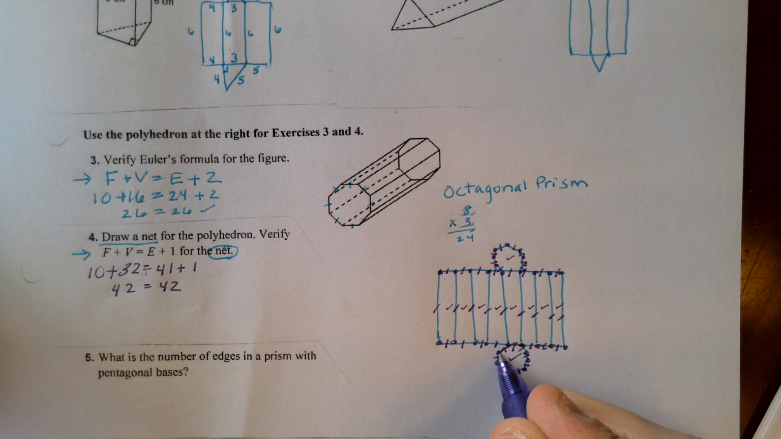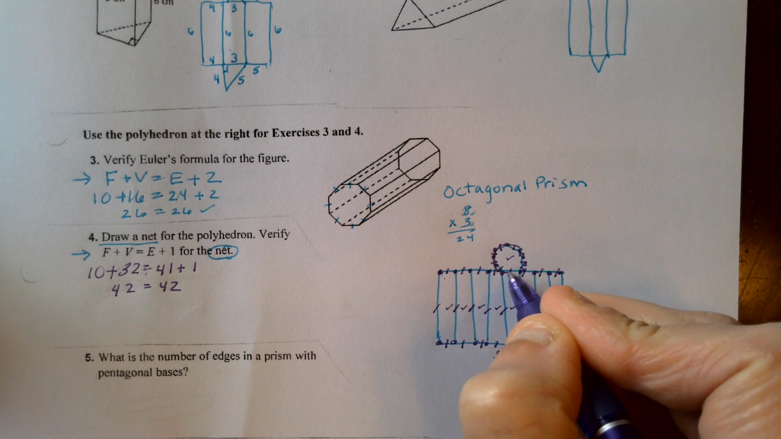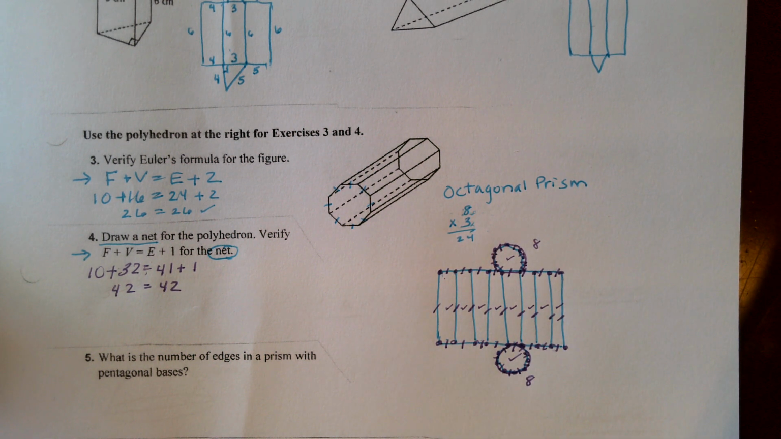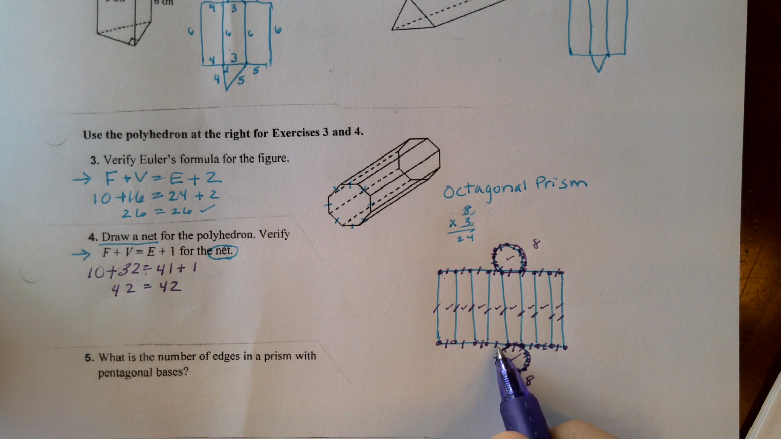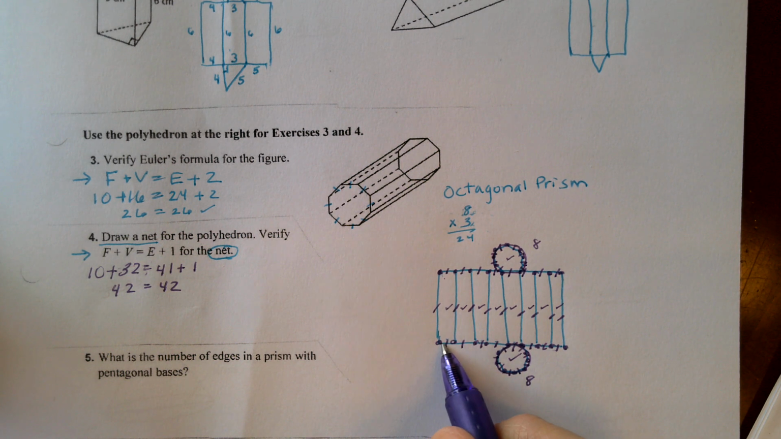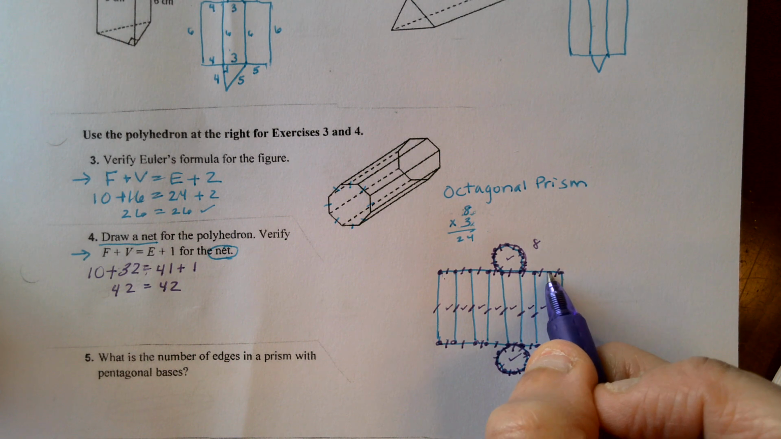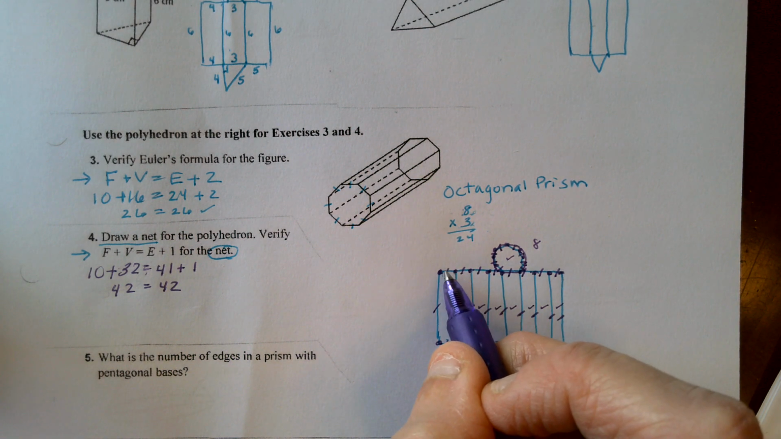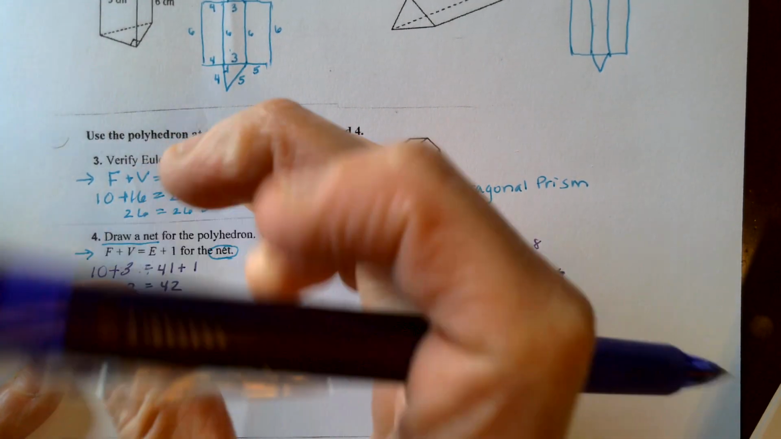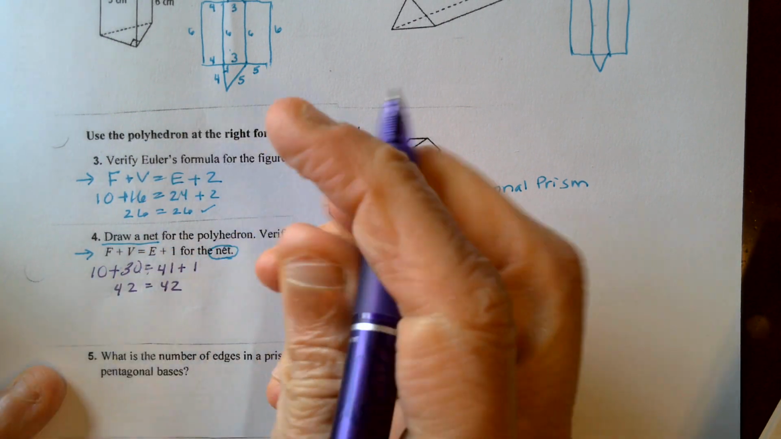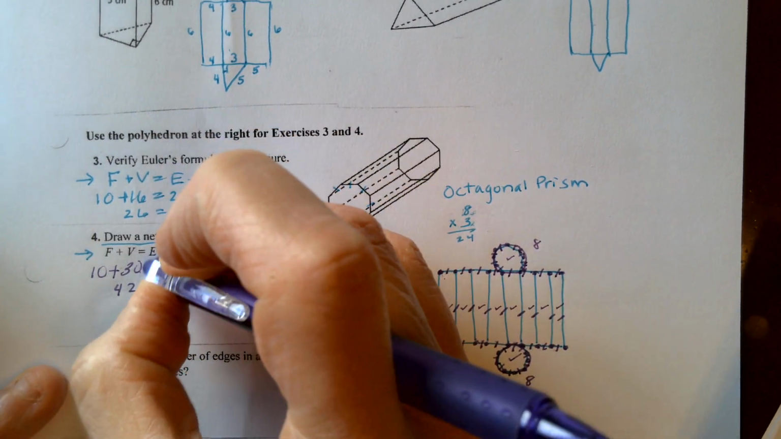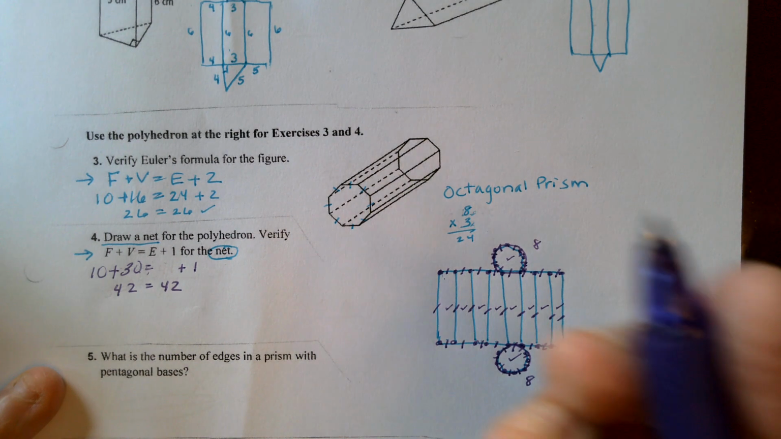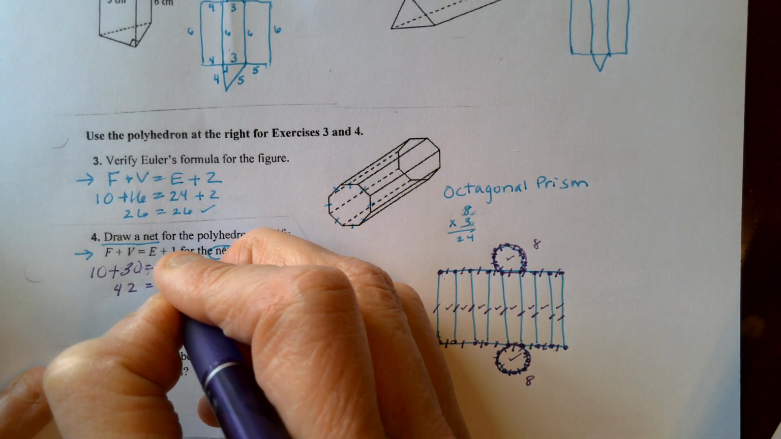I guess it's better to count these first, because I would know there's 8 here and 8 vertices here. So that's 16, and then count these other ones. 16, 17, 18, 19, 20, 21, 22, 23, 24, 25, 26, 27, 28, 29, 30. Ah, I did screw it up. And then the edges should have been 39. Somehow I counted it wrong.